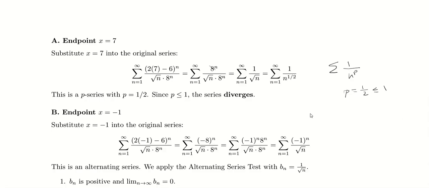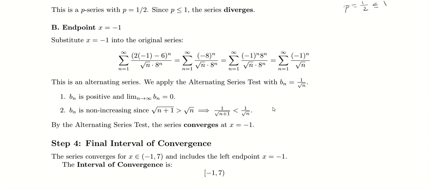Now we test x equals negative 1. We have 2 times negative 1 minus 6, which is negative 8, to the nth. We can break off the negative part as negative 1 to the nth times 8 to the n. These are going to cancel. So we have negative 1 to the nth over root n. Previously, we had 1 over root n.